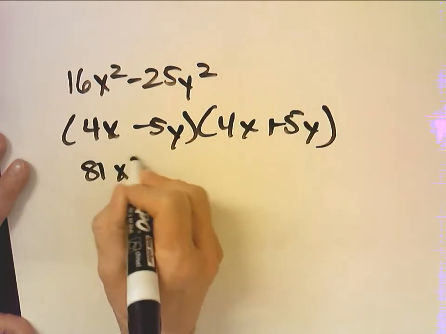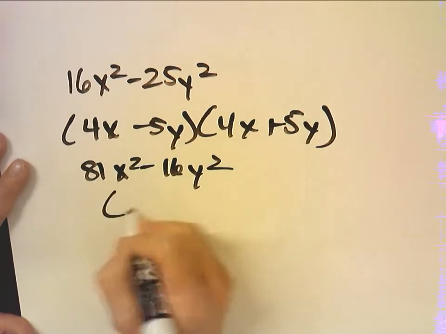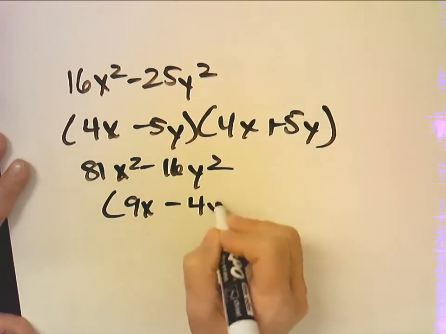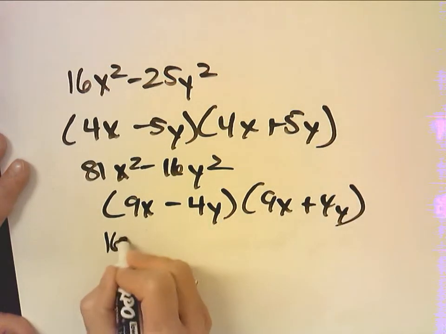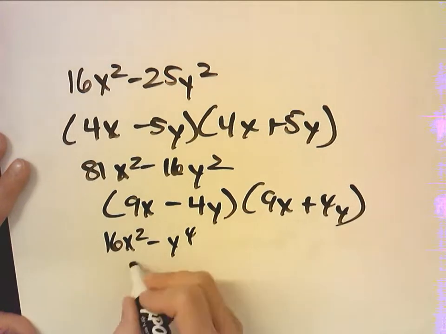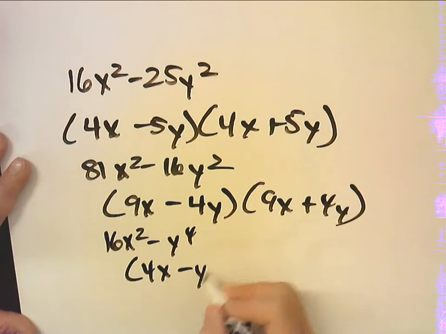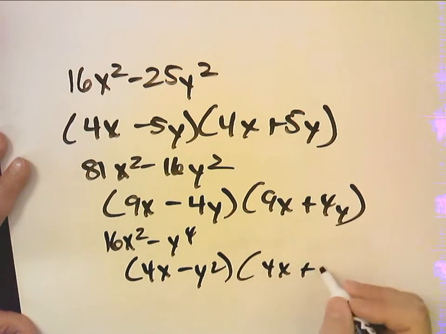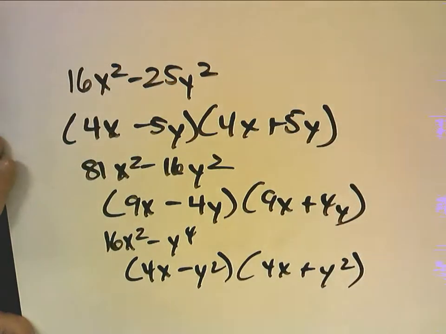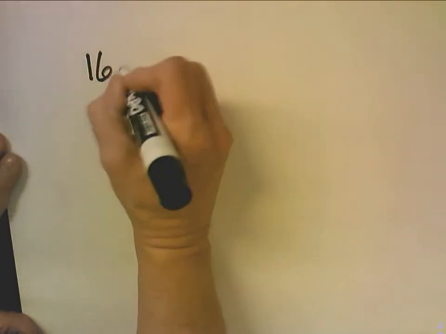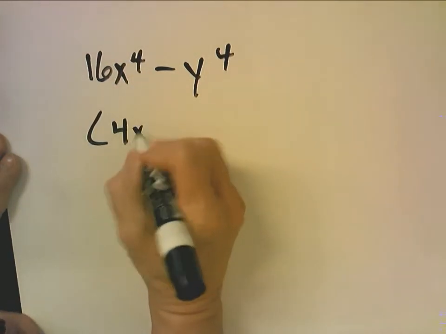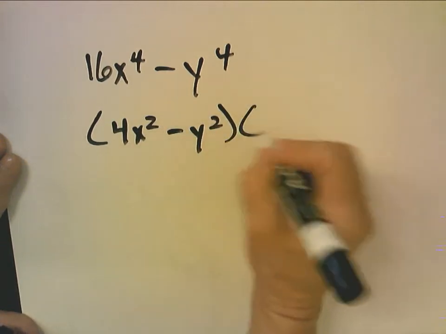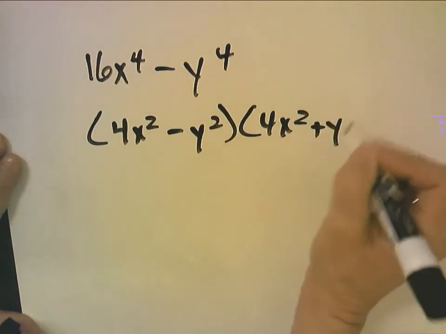Then we have 81x squared minus 16y squared, square root of the first minus square root of the second times square root of the first plus square root of the second. Then we have 16x squared minus y to the fourth. That becomes 4x minus y squared, 4x plus y squared. Okay? And now let's look at the last one. Last one is 16x to the fourth minus y to the fourth. Okay? That becomes 4x squared minus y squared times 4x squared plus y squared.